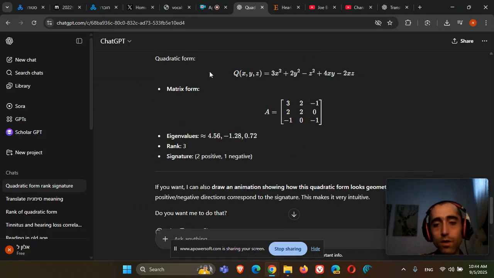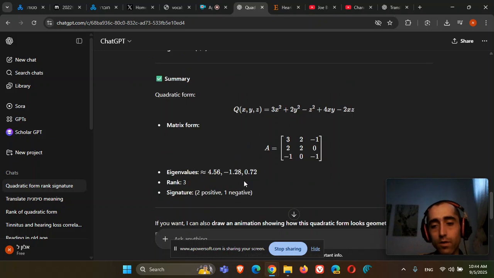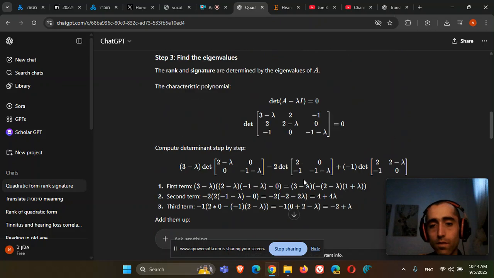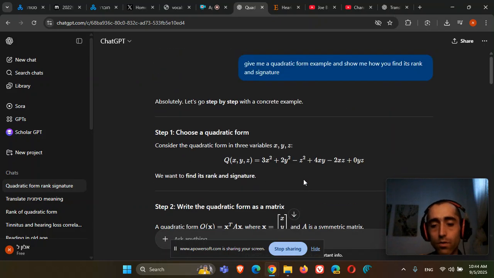So you can see here the summary of this exercise. You can see the quadratic form, the symmetric matrix that represents this quadratic form, the eigenvalues, the rank, the number of eigenvalues, and the signature, the number of positive eigenvalues and negative eigenvalues. Okay? So I think that this is it for now. This was an exercise on the quadratic form and how to find its rank and signature.